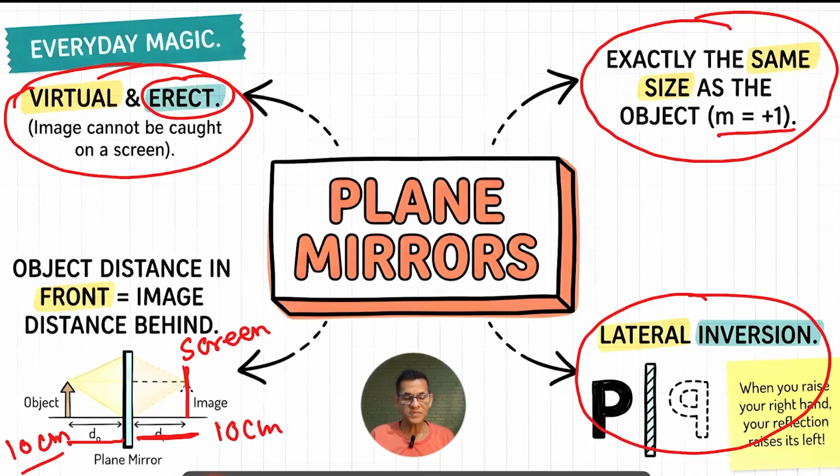Just to repeat, a plane mirror always forms a virtual and erect image. It always forms an image which is the same size as that of the object.